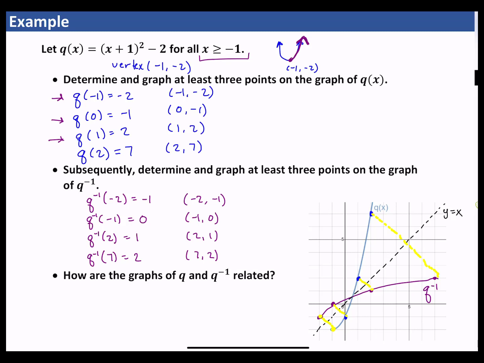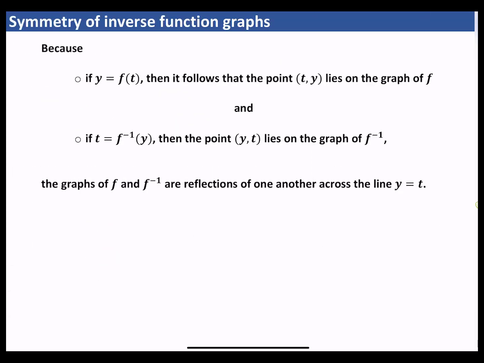So I won't write that here. I'll just point it out in our last slide where we'll summarize what we've seen. So because if y equals f of t, then it follows that the point (t, y) lies on the graph of f, and if t equals f inverse of y, then the point (y, t) lies on the graph of f inverse. So ultimately, because the inputs and the outputs are being reversed, what we can say is that the graphs of f and f inverse are reflections of one another across the line y equals x.